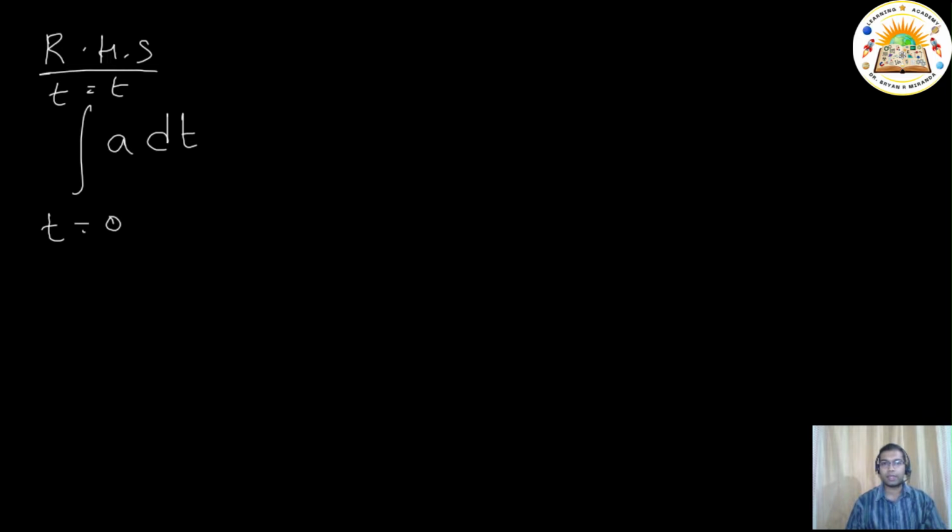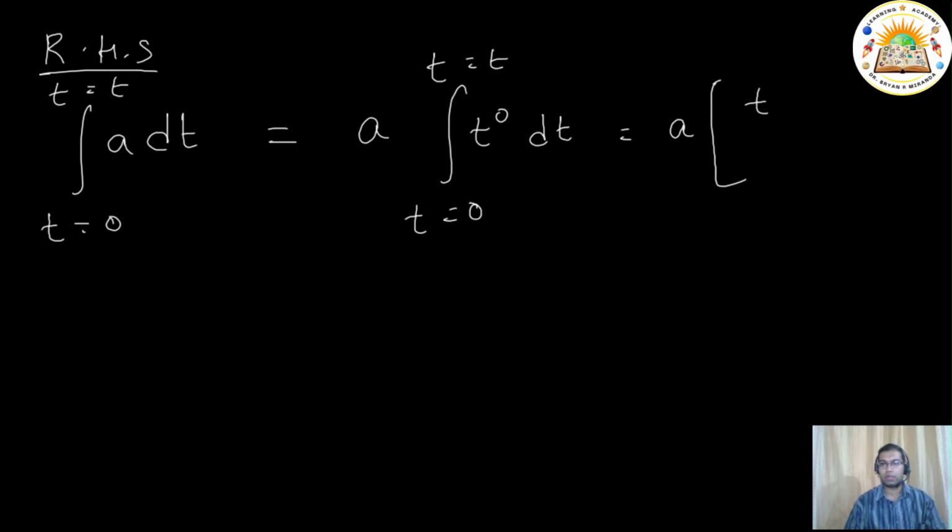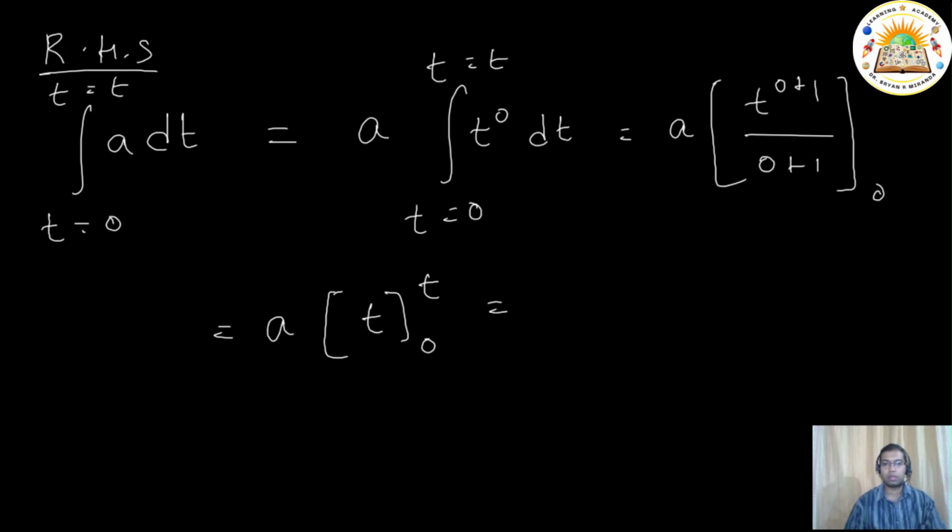So we can write it like this. So a is a constant. We take it outside the integral. Integral t is equal to 0 to t is equal to t dt. So what I will do again, just for simplicity's sake and for understanding, I'll put it as t power 0 dt. So this becomes a t to the power 0 plus 1 by 0 plus 1. T varies from 0 to t, which is equal to a times t, which varies from 0 to t, which is a t minus 0 is equal to a t.